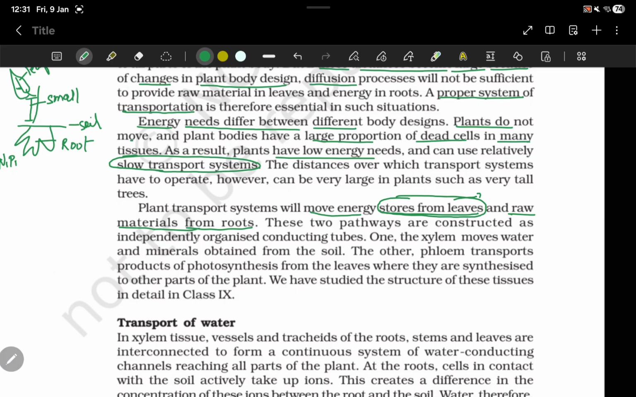These two pathways are constructed as independently organized conducting tubes. One is for the transportation of energy, which is synthesized by photosynthesis in the leaves, and the other for water and minerals, which are transported through roots to other parts of the plant. One is the xylem. The xylem moves water and minerals which are obtained from the soil. And the phloem transports products of photosynthesis from the leaves. Xylem transports the water from the soil, and phloem transports the products of photosynthesis, which are synthesized in the leaves, to other parts of the plant wherever they are required. Thank you.